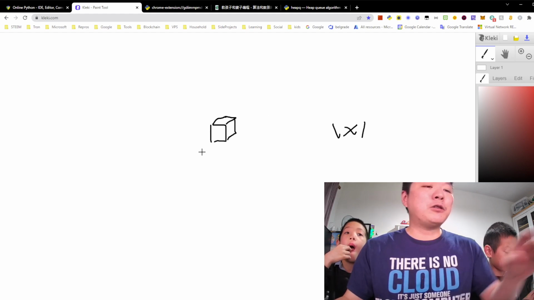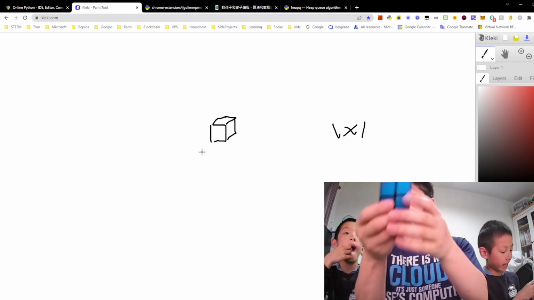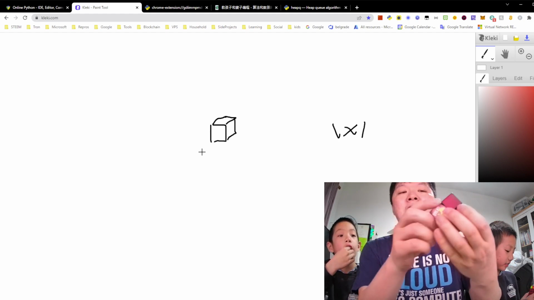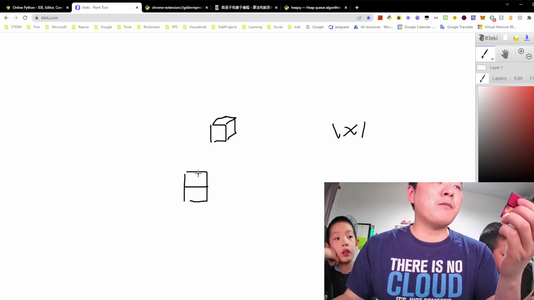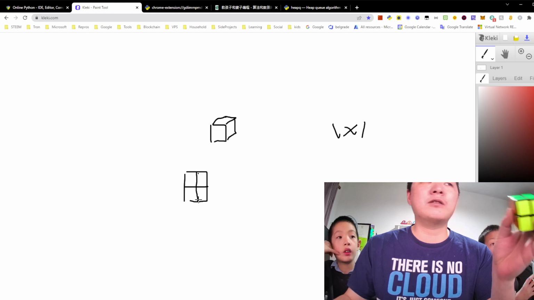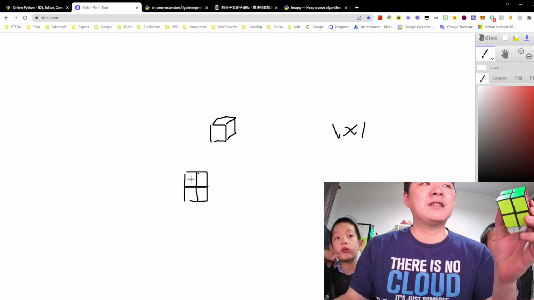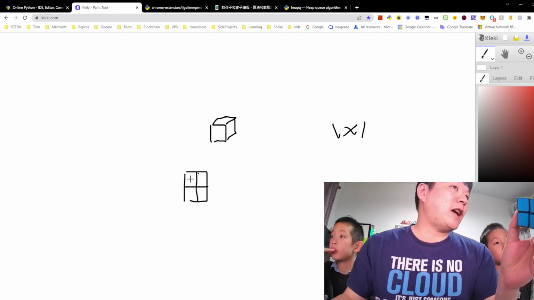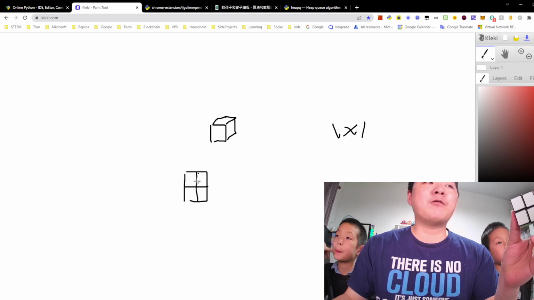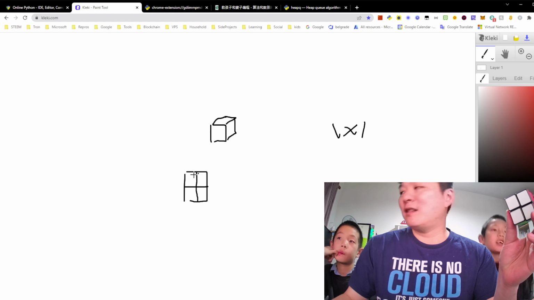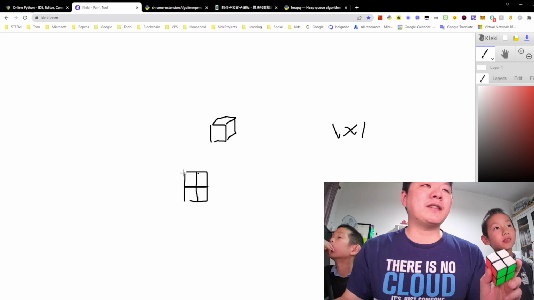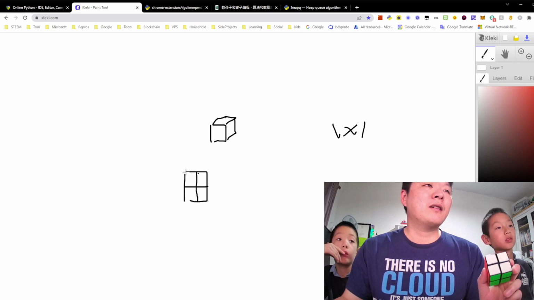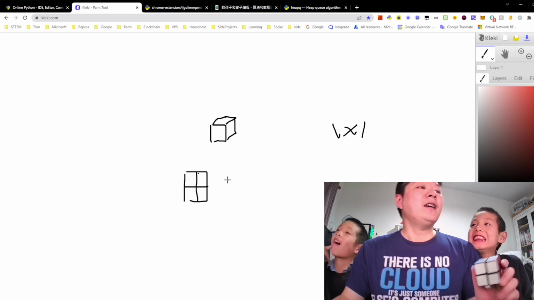And how about 2 by 2? Let's consider the size. How many squares? Five, because there are four little ones and one bigger one. So 5 times 6, 30. And how about the rectangles? Four. One, two, three, four.